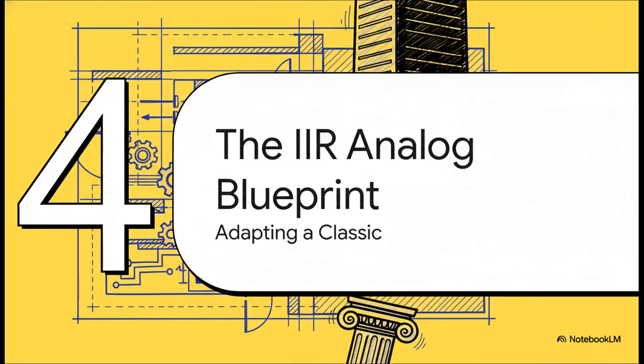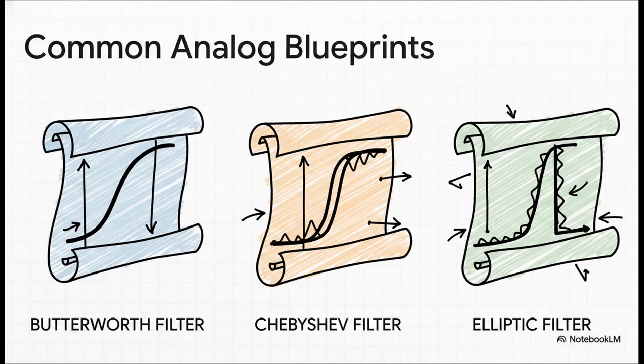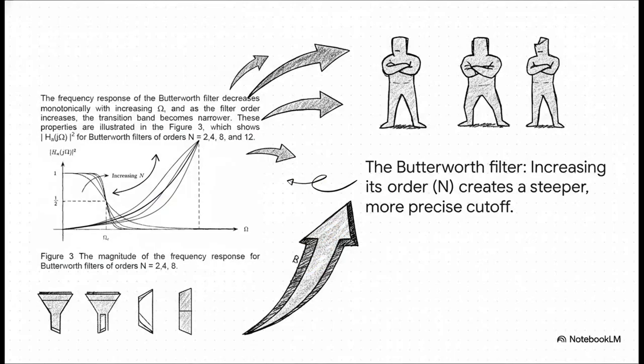You're starting with a classic, proven design that you already know works. And when it comes to blueprints, there are some real famous ones to choose from. Names like Butterworth, Chebyshev, and Elliptic, they're basically legends in the engineering world. Each one has slightly different strengths and characteristics, but they are all well-understood, totally reliable foundations you can build on. So let's just take the Butterworth blueprint as an example.